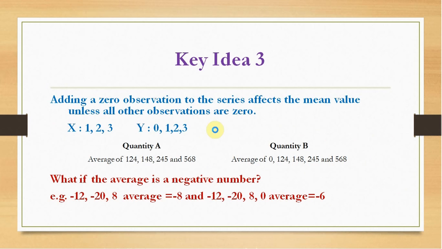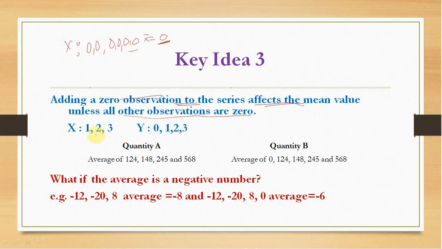So now we move to the third key idea. This tells us about the effect of adding an observation 0 to the series. So it says that adding a 0 observation to the series affects the mean value unless all other observations are 0. So for example, in series X, all of the observations are 0, and here the mean value is 0, and adding one more 0 does not have any effect on the mean value.